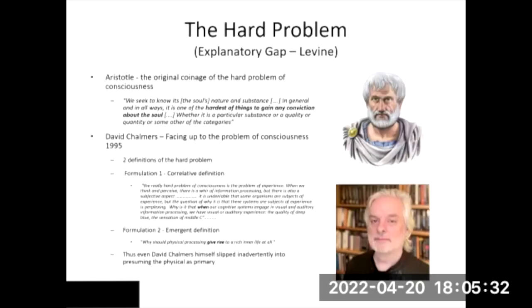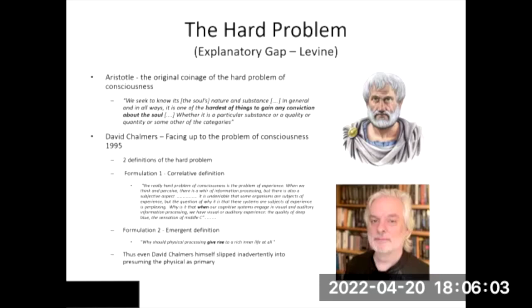Aristotle, interestingly, I don't know whether anyone knows this, was the first person to describe the hard problem. That's another quote from De Anima, in which he says that it's one of the hardest things to gain any conviction about the soul. And of course, David Chalmers is famous for the modern formulation of this problem, which of course has gone back through history, and it was called the explanatory gap by Levine 30 or 40 years back.